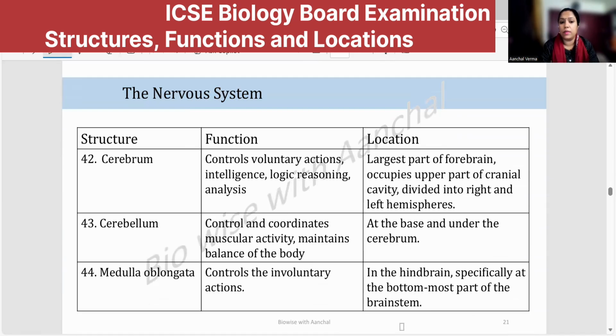Then you have the cerebellum. The cerebellum is your control and coordination. An alcoholic person cannot walk properly because of the lack of coordination arising from the cerebellum being affected. Okay, and where is it present? At the base, under the cerebrum. The medulla oblongata controls the involuntary actions in the hindbrain, especially at the bottommost part of the brain stem.